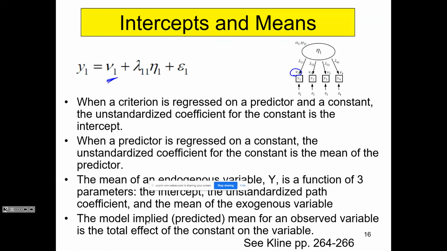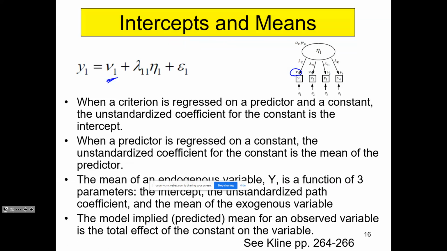Think back to multiple regression, to your regression days. How would you interpret an intercept in a regression model? The value of y when x is 0. Exactly. Perfect. That's what an intercept is always going to be: the value on the outcome when the independent variable, or all of the independent variables in the equation if there are multiple, are equal to 0.